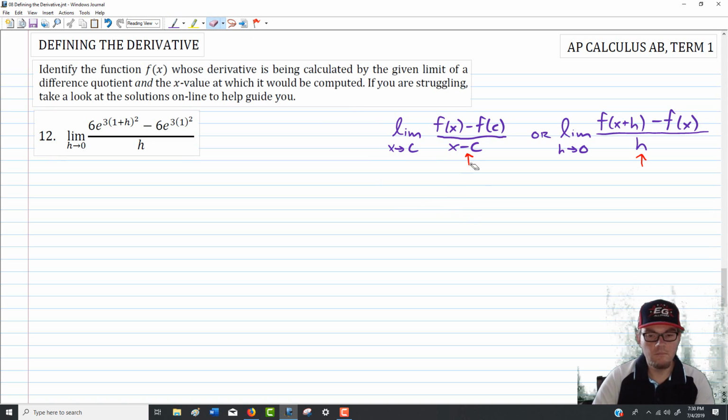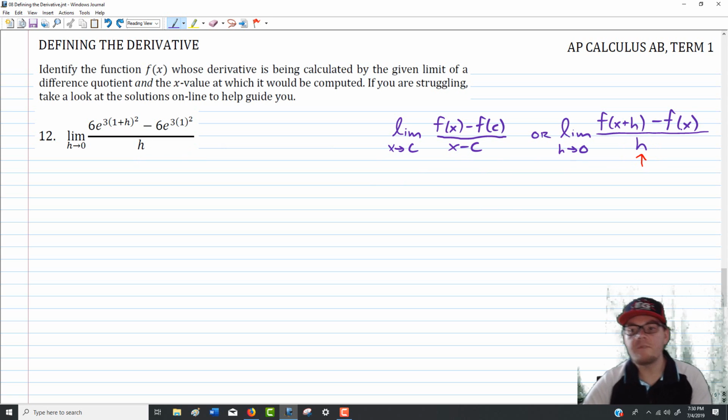So looking in here, which one looks more right? Well, once again, let's look at the denominators. x minus c, no, it's just an h. That tells me we must be looking at this one. So that means that we've got an f of x plus h minus f of x. So in other words, our function must be over here. The only difference is, I don't know if you've noticed this, but instead of x plus h, we have 1 plus h. And instead of something with an x in it over on the right side of the numerator, we have 3 times 1 squared.